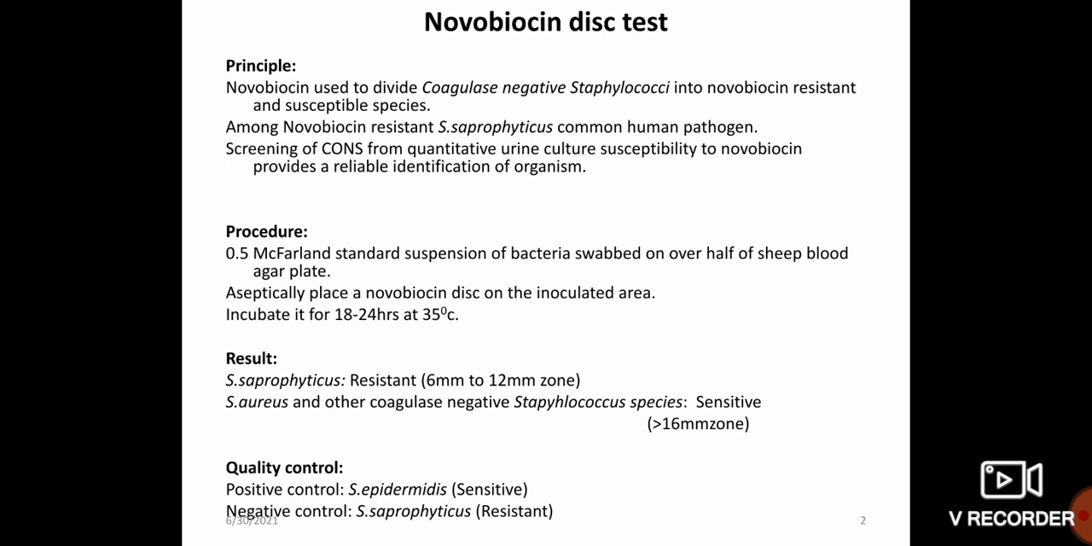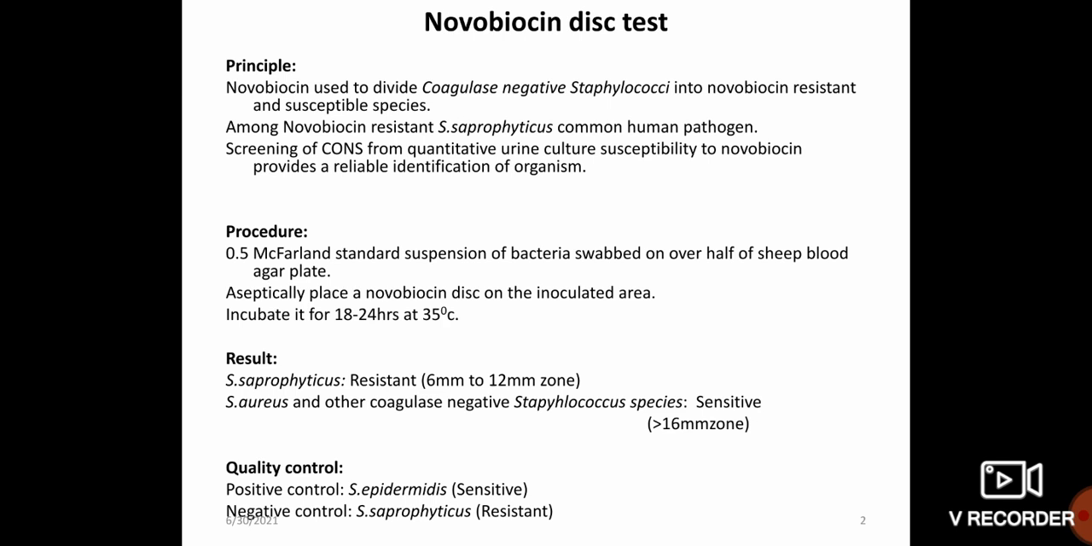There are many species of coagulase negative Staphylococcus. Among them, one is Staphylococcus saprophyticus. It is a very important urinary tract infection causing bacterium that has to be identified and reported along with the sensitivity. So in that case we will go for the novobiocin disc test. We do the coagulase test and it comes negative. Then how do we differentiate Staphylococcus saprophyticus from the other CONS? We will use the novobiocin disc.